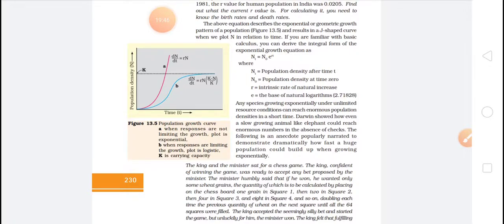Even they are talking about the elephant, which is a very slow growing animal, which would reach an enormous number in the absence of checks. So if nobody is there to kill the elephant, nobody is hunting, then their number will also increase, even though they are slow growing animals.